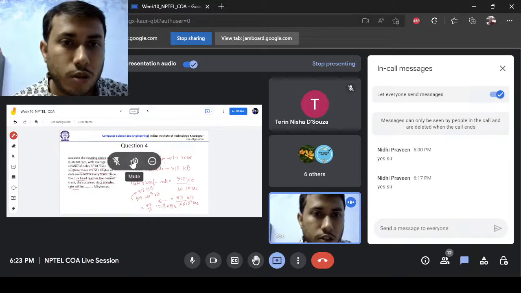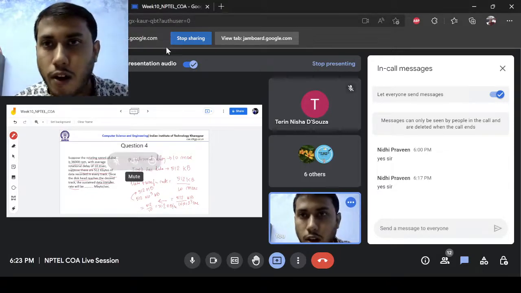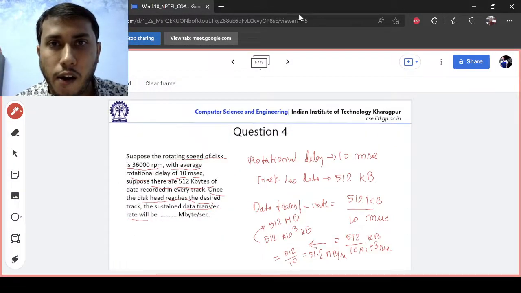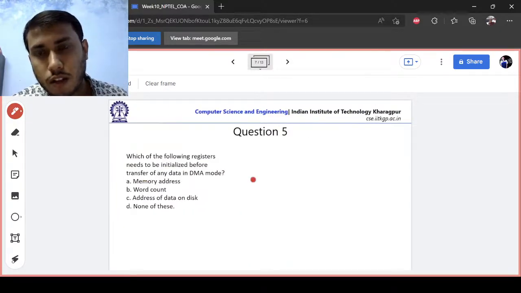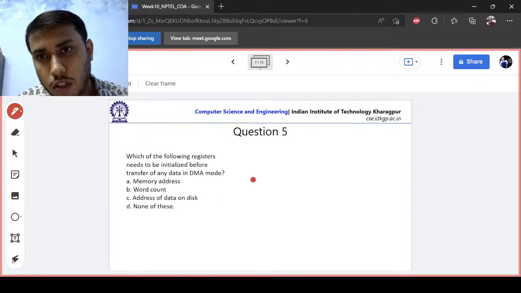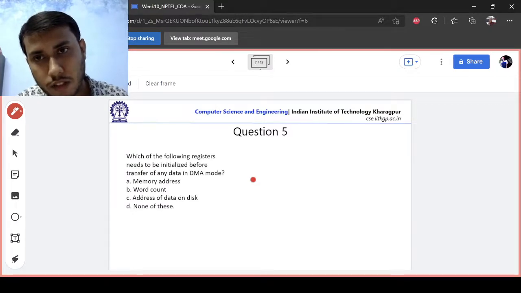Okay, so let's go to the next question. This one is again based on the DMA mode. Which of the following registers needs to be initialized before transfer of data in DMA mode? Memory address, word count, and address of data on the disk.